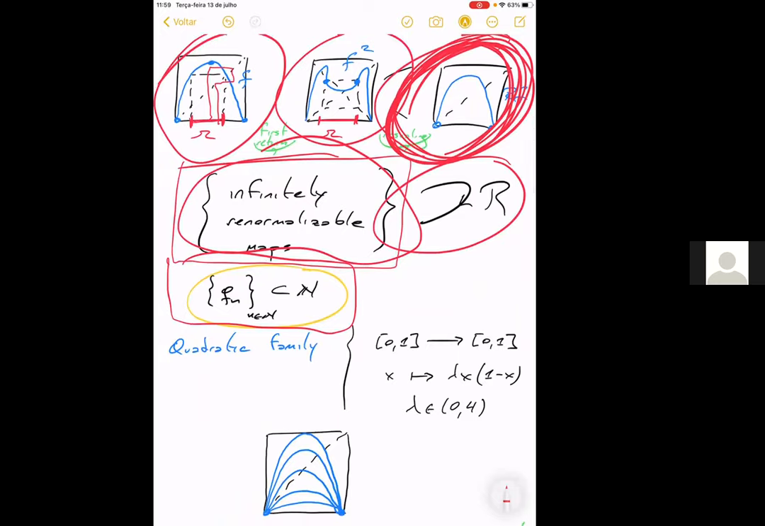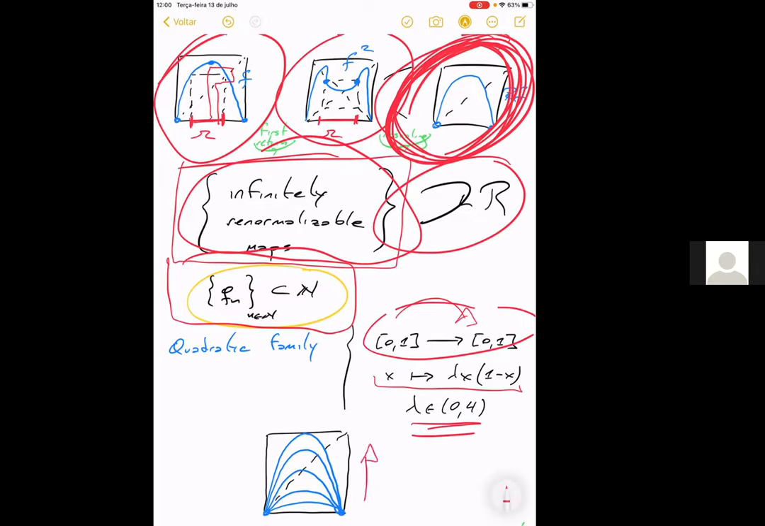So just to make some application, let me go to a classical example that I guess everybody knows, which is the quadratic family. So you have the unit interval being mapped to itself by this famous formula, lambda x(1 minus x). The parameter lambda is a real parameter in [0, 4]. And what happens is this picture that you can see here.